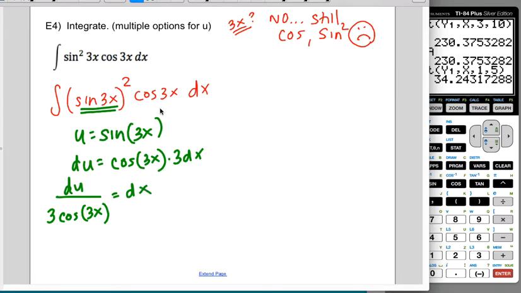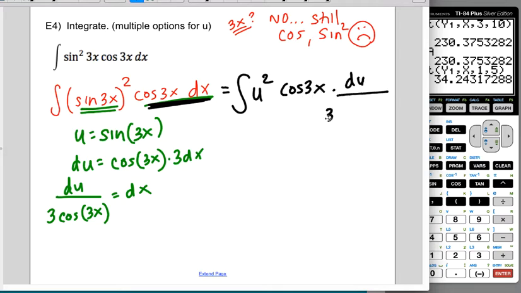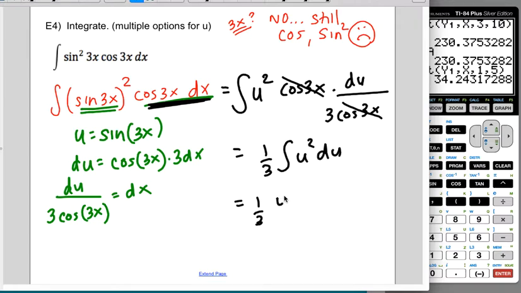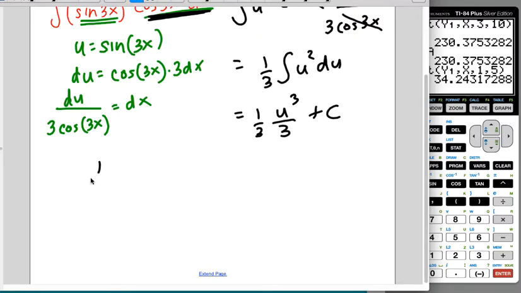Now that actually works out really well because look, there's that cosine that I want to get rid of, right? That cosine 3x. So now when I plug my stuff in, I'm going to get a u squared because I made this whole inside thing be u, times this cosine of 3x. And then my dx is du over 3 cosine of 3x. Well, look, that's great. And I get a 1/3 in front of u squared du. So I up the power by 1, which would be u to the third, divide by the new power, plus c. And I get 1/9 sine of 3x, because that was my u, to the third, plus c. And it's okay to write it this way.